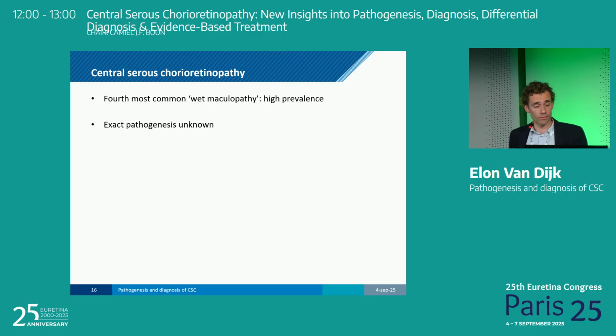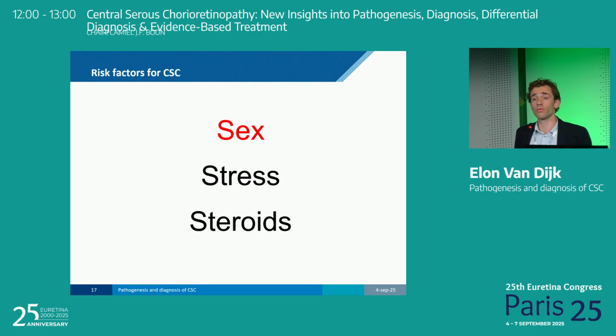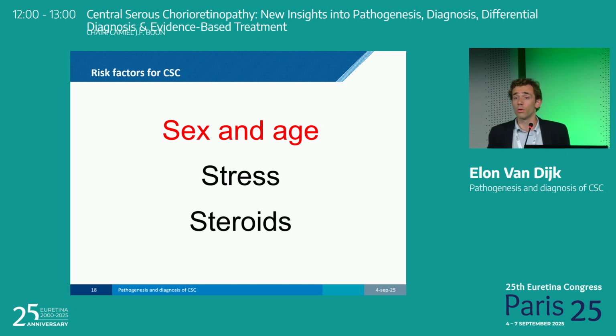It occurs quite often, CSC, but its exact pathogenesis is unknown. So there are several factors that have been found to be of importance. So sex, it occurs more often in male patients, so 6 times more often compared to female patients. And also age. So usually it occurs below the age of 55. When it occurs at an older age, then the chance of the presence of a macular neovascularization is a bit bigger.